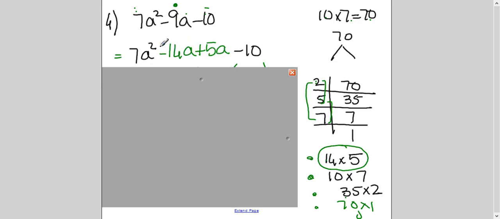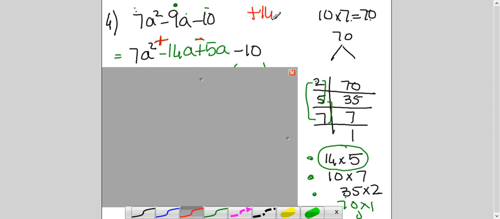Now children mostly make mistakes in this sign. They don't care. Sometimes by mistake they write here plus and here minus. If you write here plus and here minus, then plus 14 and minus 5 will give you +9. You don't want +9. You want -9. So that's why be very careful about sign.